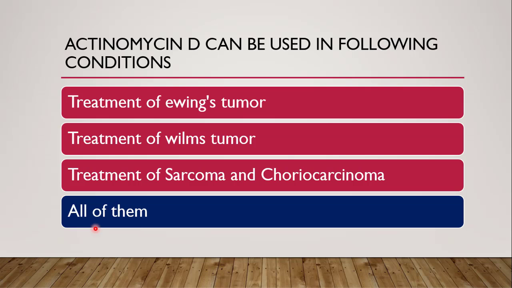So choriocarcinoma originates in the uterus. Wilms tumor, which is also known as nephroblastoma, is kidney cancer. Then Ewing's tumor is nothing but bone cell and soft tissue cancer. So for all these types of cancers, actinomycin D can be used.